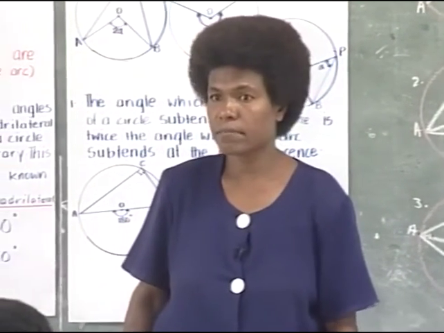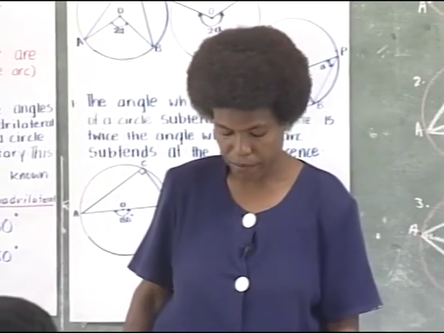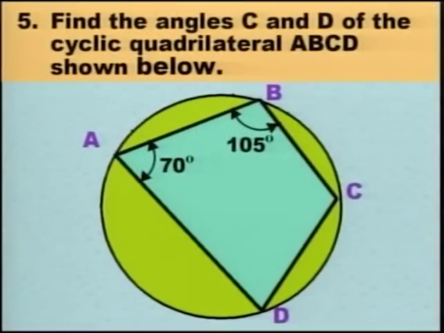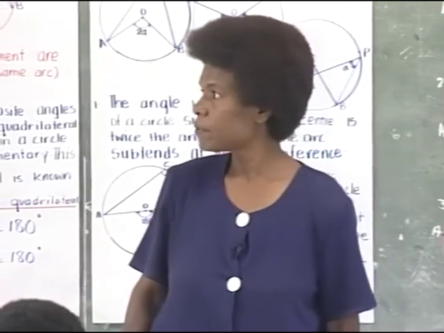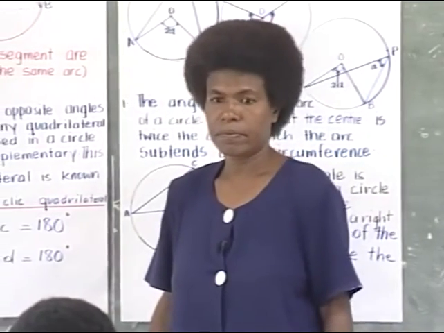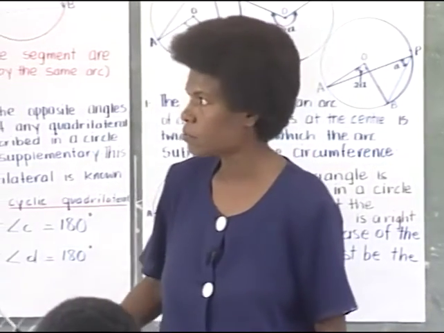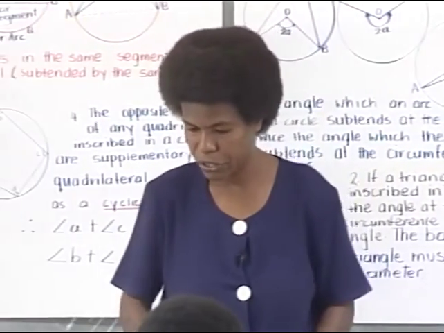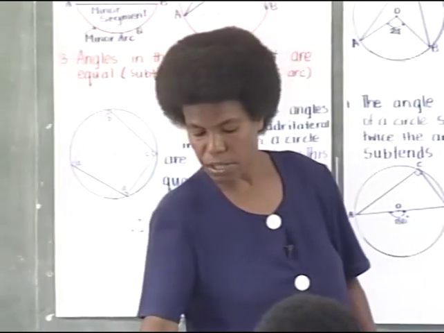Okay, next one. What will be the value of angle C? Angle C is equal to 110 degrees. All right, that's correct. Good. So we use property 4 to answer question 5. Opposite angles in a cyclic quadrilateral are supplementary. Next one, question 6.